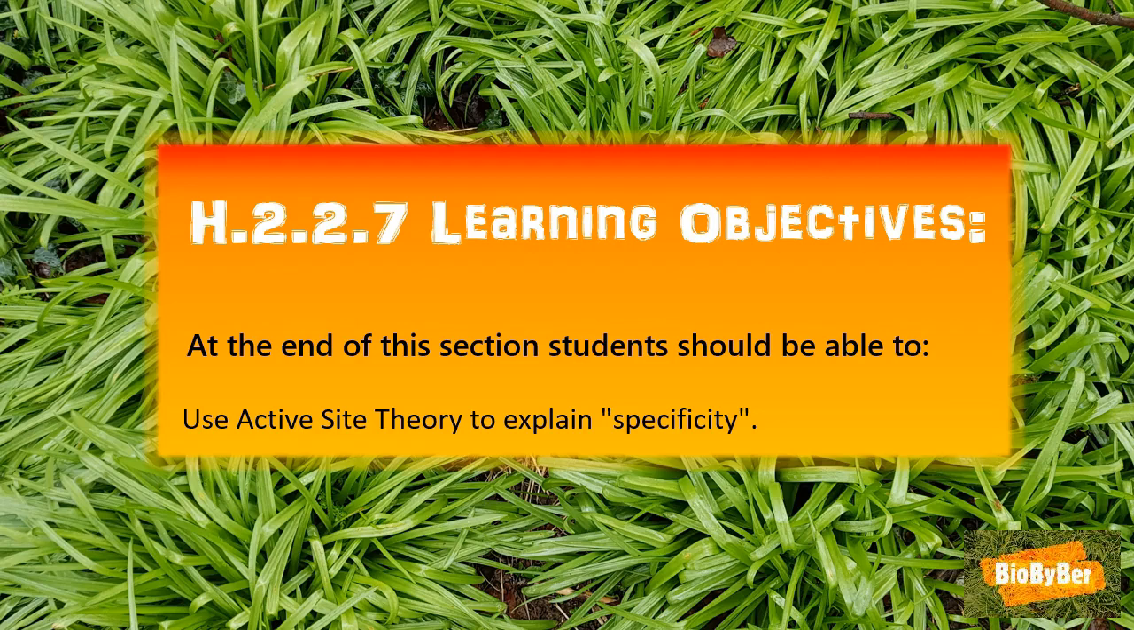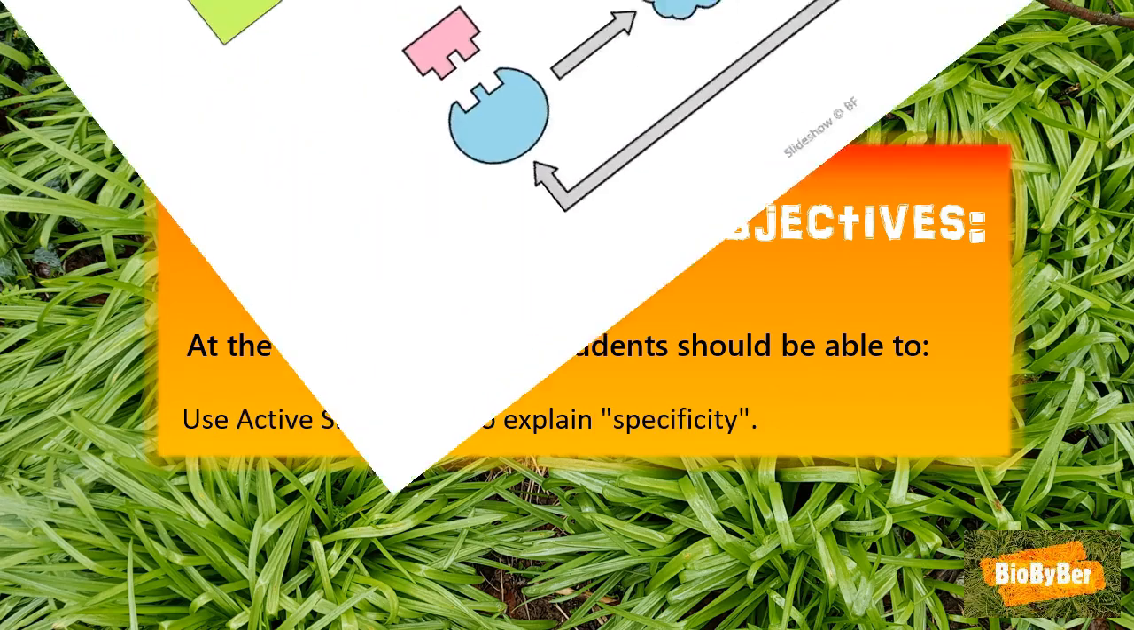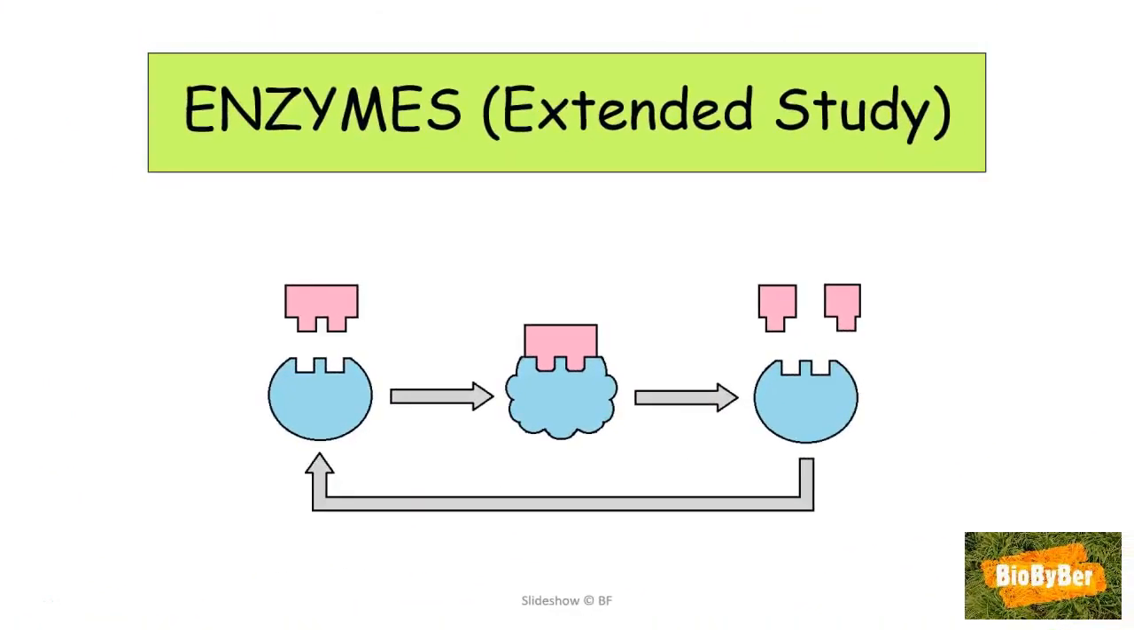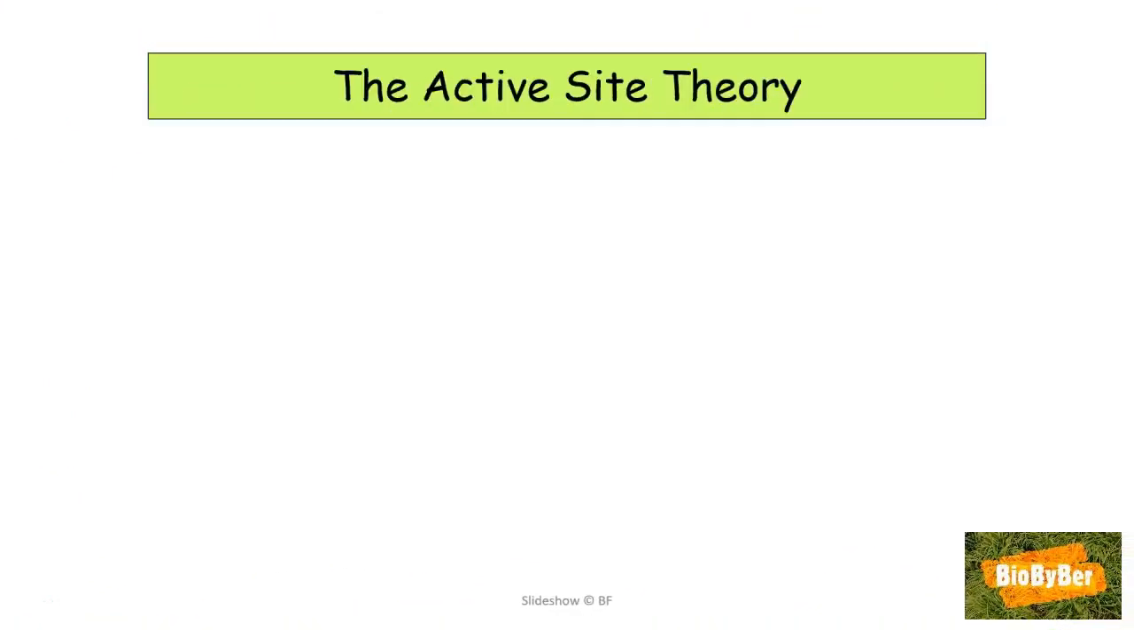What are we trying to understand? Well, it's straightforward enough. We have to use the active site theory to explain specificity. In other words, why enzymes will only react upon one substrate or substance. Let's sort higher level enzymes by first looking at the active site theory.